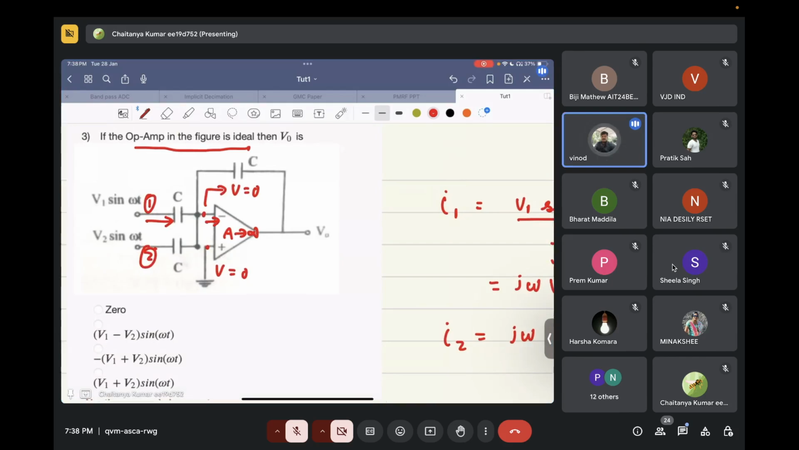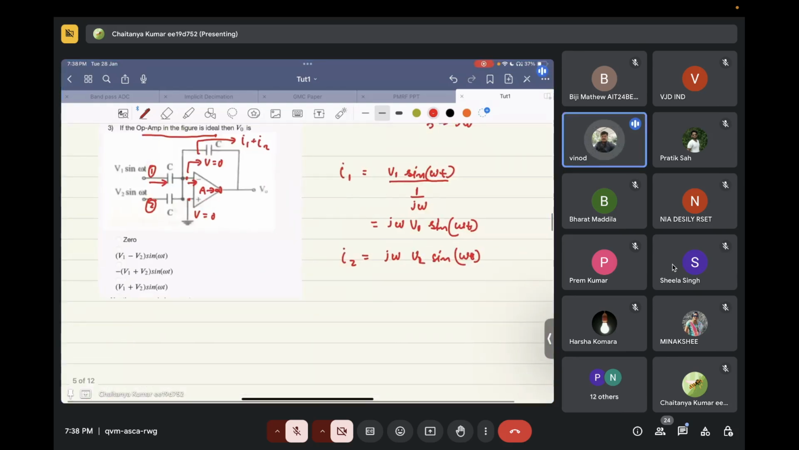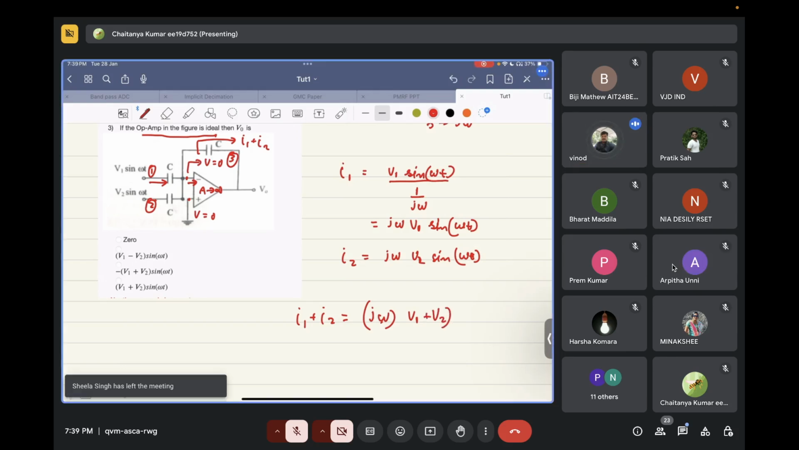So now can any current flow in this direction? No, right? So where will I1 and I2 flow? Through the capacitor in the negative feedback. I1 and I2 will flow through this capacitor, right? So the overall current flowing through branch 3 will be I1 plus I2, and that will be equal to j omega times (V1 plus V2) sin omega t.